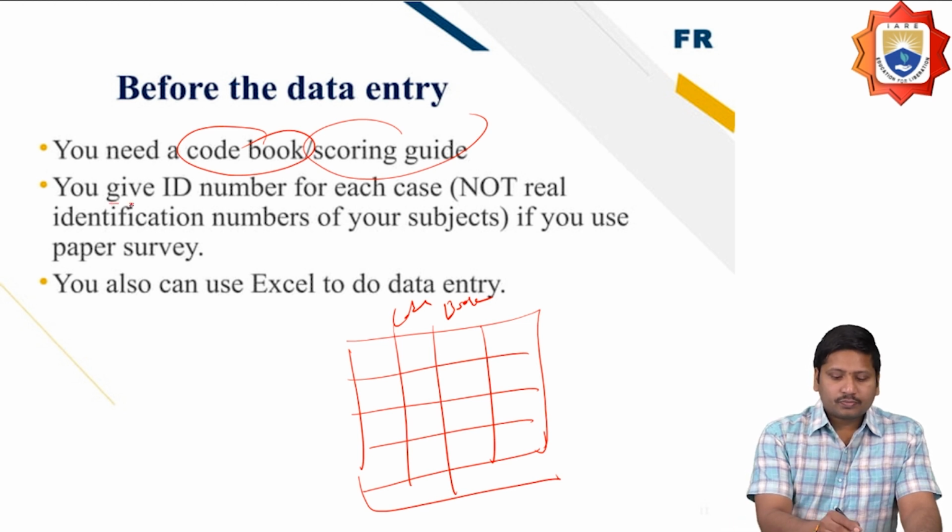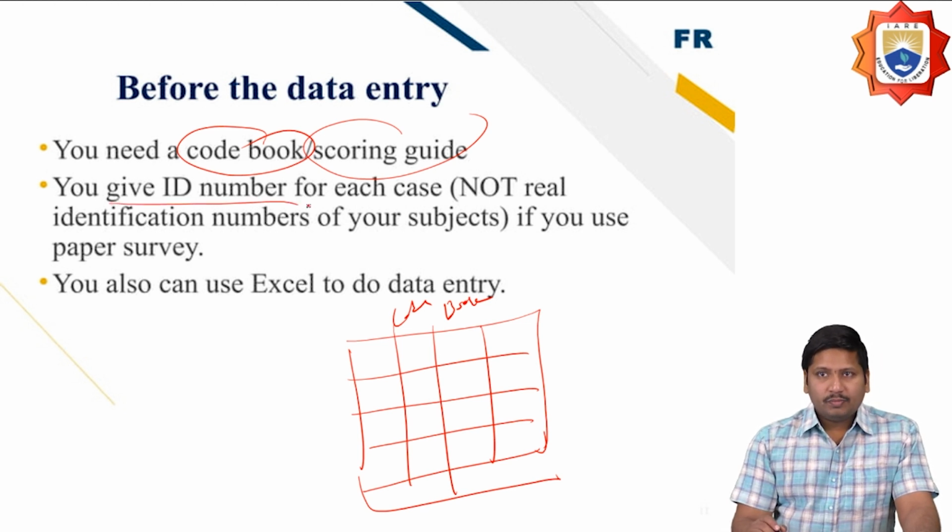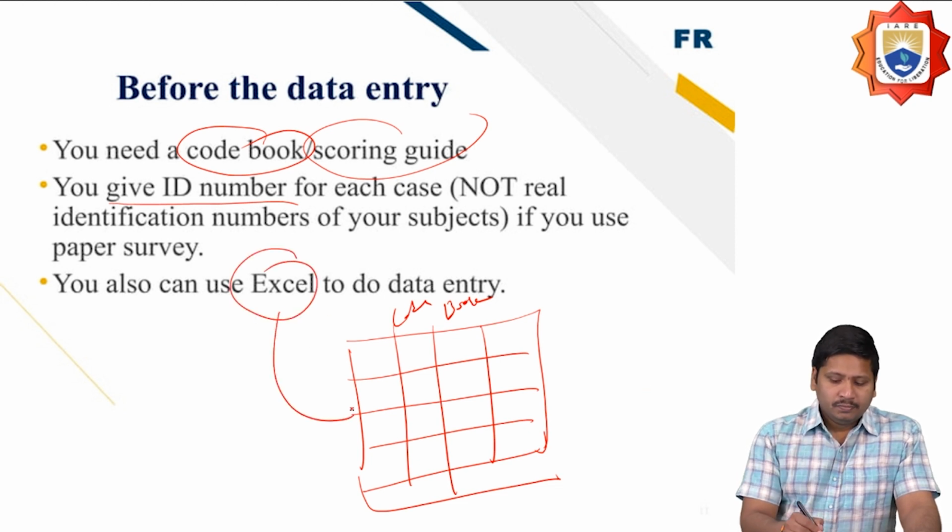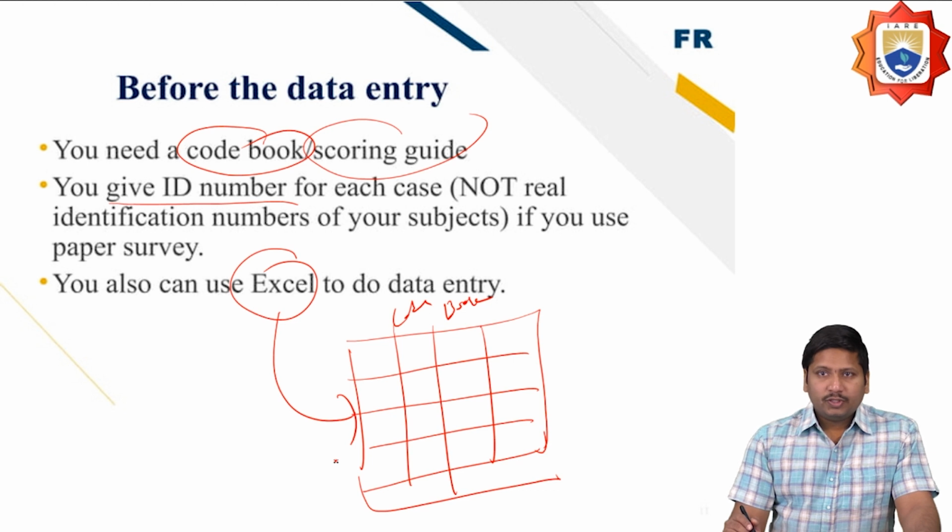We should give an ID number for each case, not the real identification numbers of the subjects. You can use a paper survey, and you can also use Excel for the data entry. Okay, so you can make use of Excel, and then import that data from Excel into SPSS.